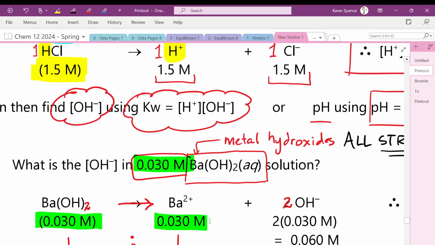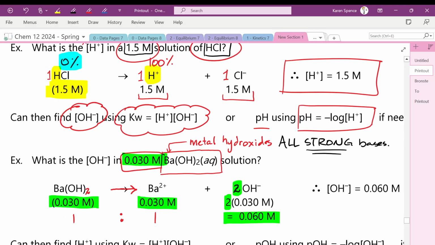But when it comes to OH, do we get 0.03? No, we get twice as much. So we get 0.06 because of that little 2 there. Okay, so that's one way that you can show your work for that. Therefore, concentration of OH is 0.060 molar.